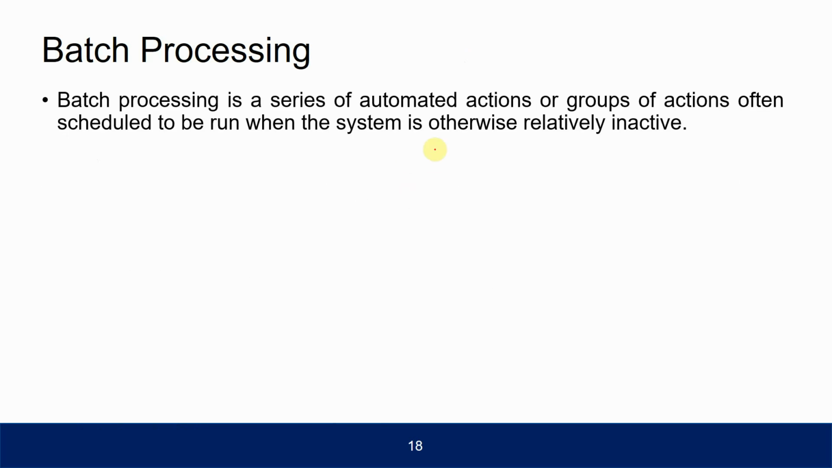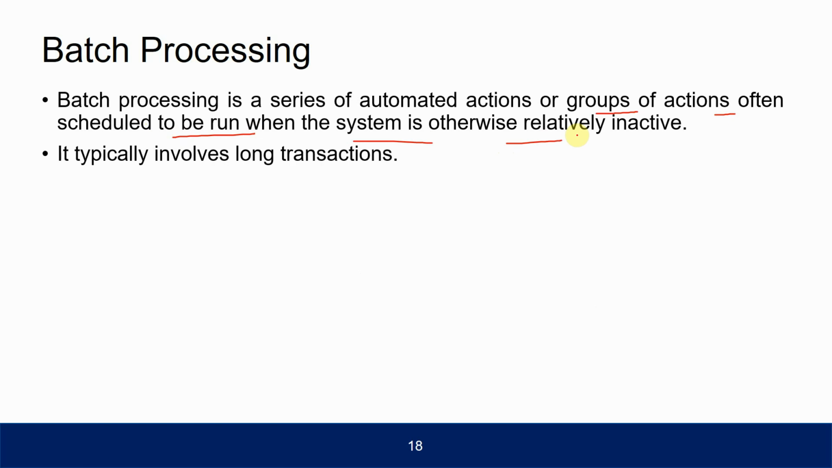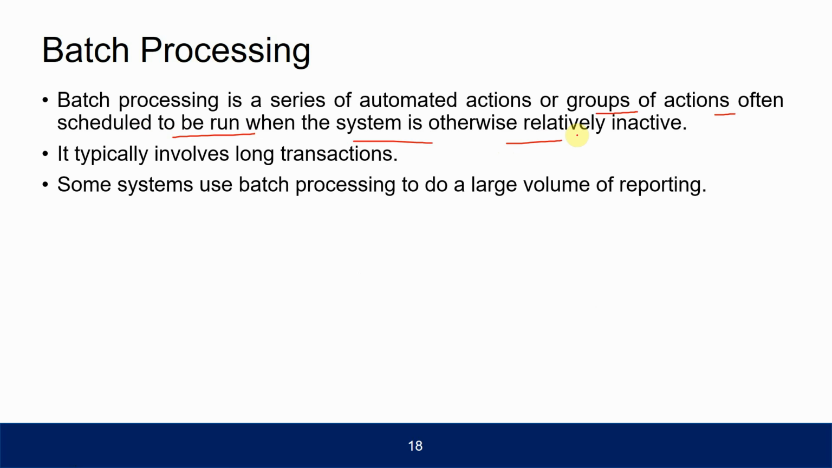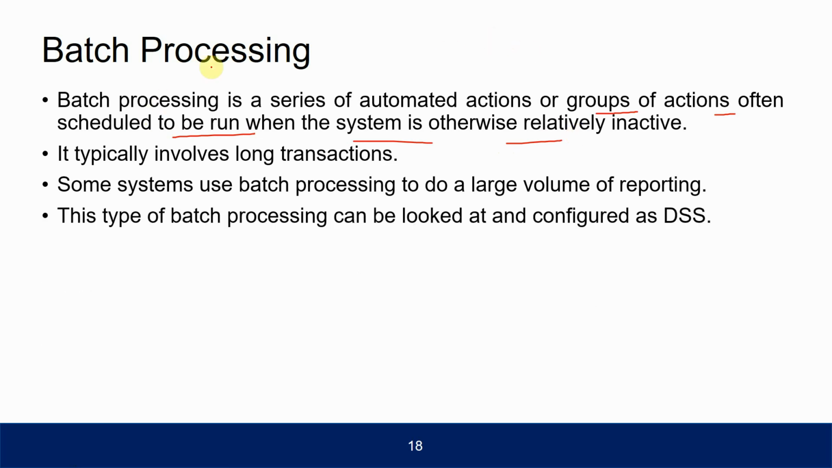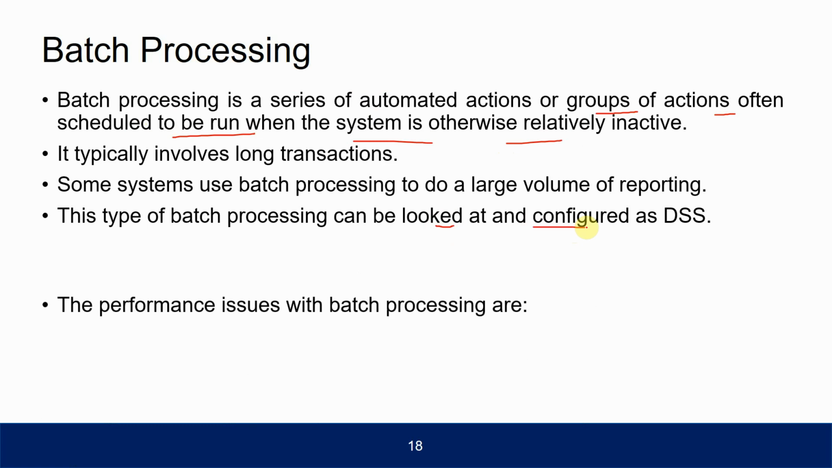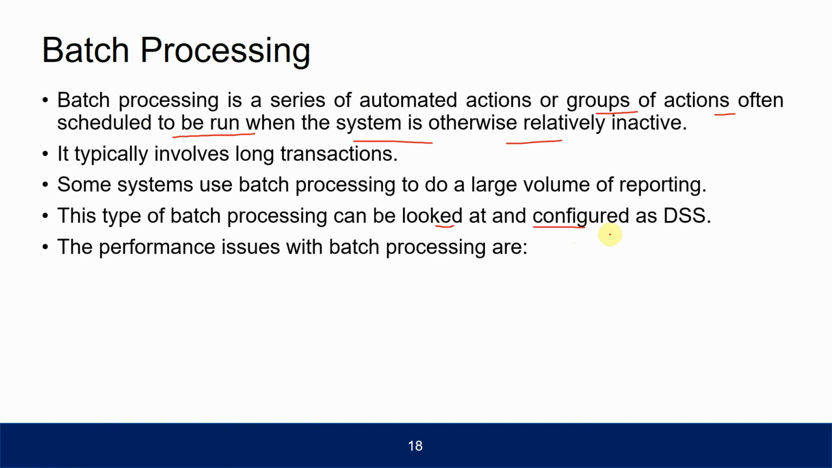Batch processing is a series of automated actions or group of actions, often scheduled to be run when the system is otherwise relatively inactive. It typically involves long transactions. Some systems use batch processing to do a large volume of reporting. This type of batch processing can be looked at and configured as decision support system. The performance issues with batch processing are minimizing the physical I/O and maximizing the throughput.